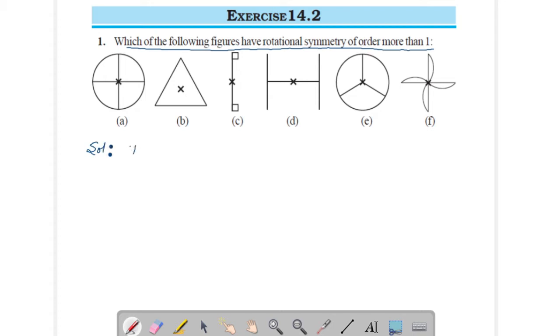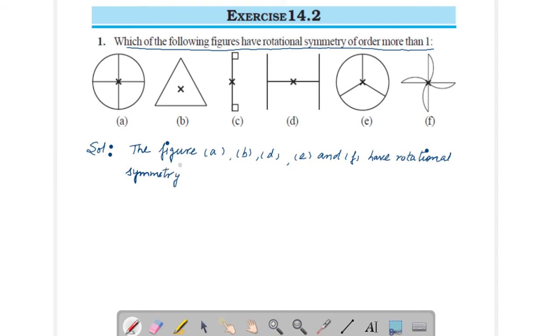The figures A, B, D, E, and F have rotational symmetry of order more than 1.